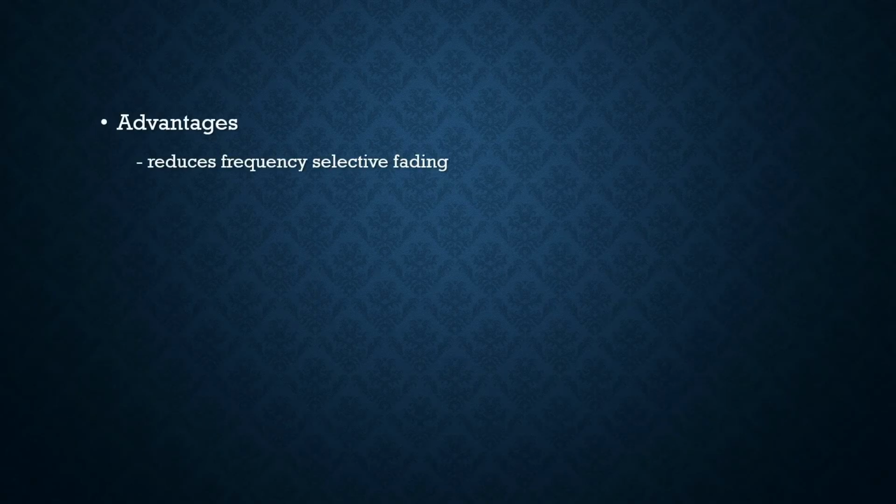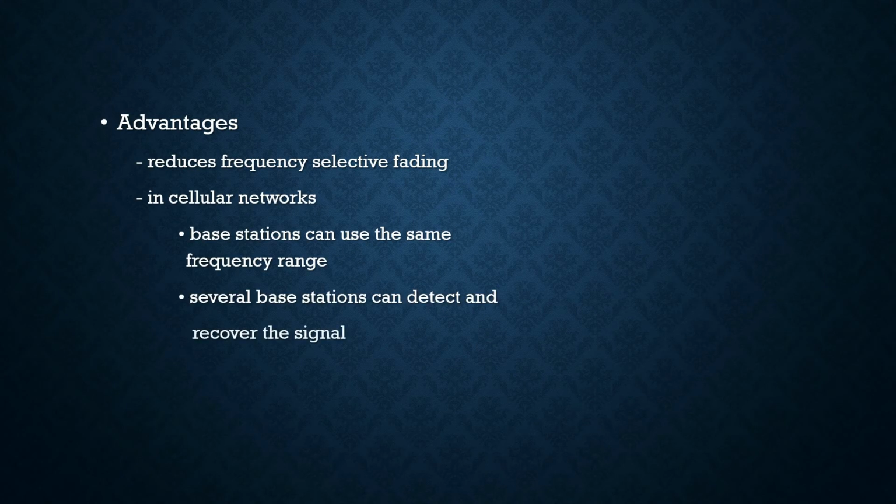Now let's see the advantages of DSSS signal. It reduces frequency selective fading, and the advantages of DSSS in cellular networks are given below. Base stations can use the same frequency range and several base stations can detect and recover the signals.